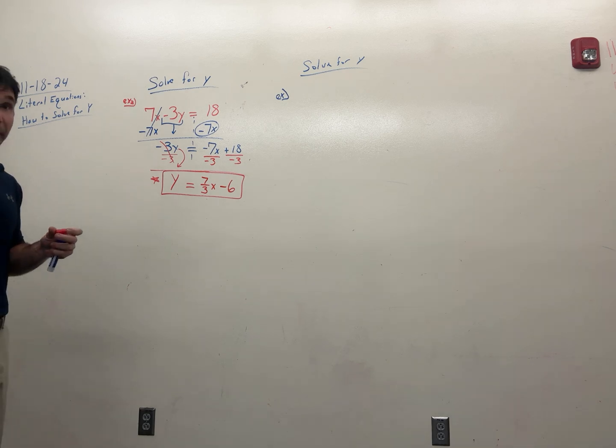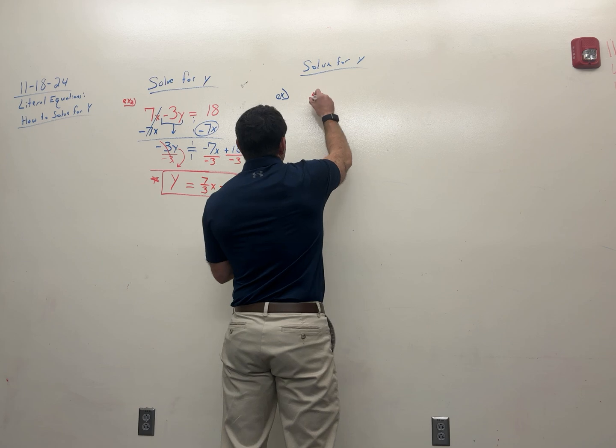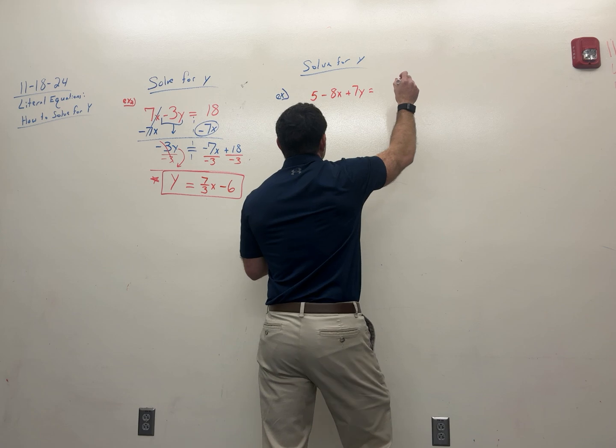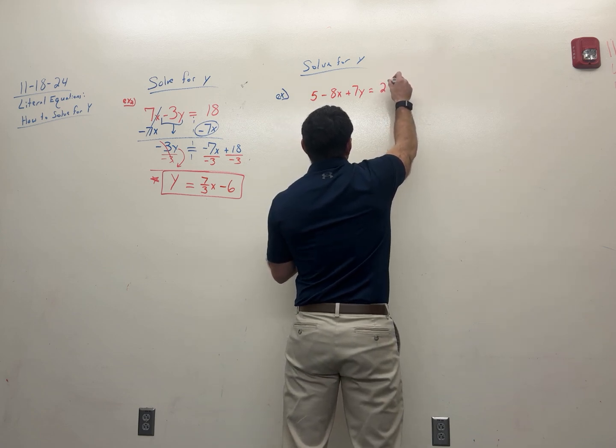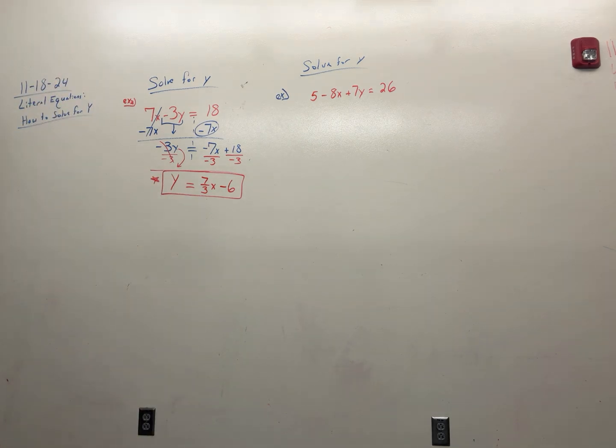Okay? Can I make it a little bit harder? Just a little bit. 5 minus 8x plus 7y equals 26. Okay, definitely a little bit harder. What are we solving for? Y. Yeah, we're still solving for y. The goal is to get y by itself. A little tricky. What do you think we're going to move first this time?